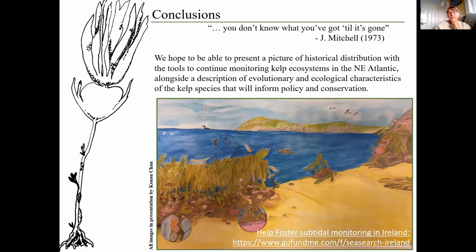All right, so lastly, I'm just going to stop on that. We hope to be able to present a picture of historical distribution with our tools and continue monitoring kelp ecosystems with everyone's help. But we'd also hope to provide an evolutionary and ecological description of the characteristics kelp species have to maintain their populations, to be resilient to things like climate change and general disturbance from anthropogenic causes.